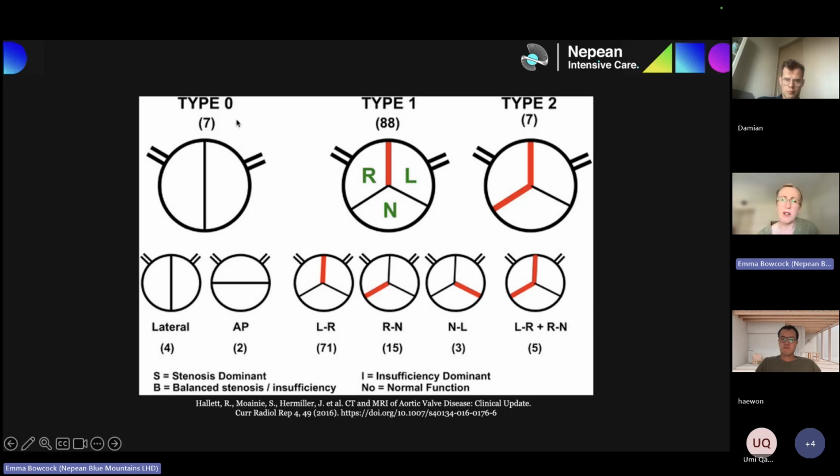But essentially, if you've got no raphe, that's a true bicuspid valve. And you can either be in the sort of lateral or the AP plane, depending on the alignment of that. And then type 1 is where you've got fusion, type 1 raphe. And as I say, 70% or so is most commonly left and right fusion. And then sometimes you've got 2 raphes. So they're the different types of bicuspid to be aware of. We can maybe talk about that in another session.